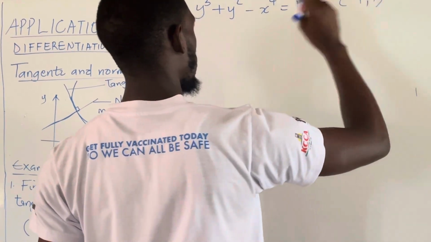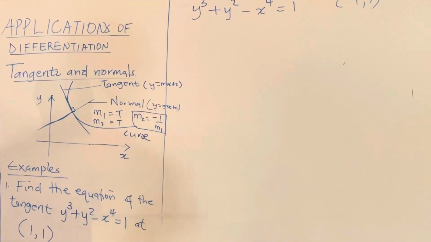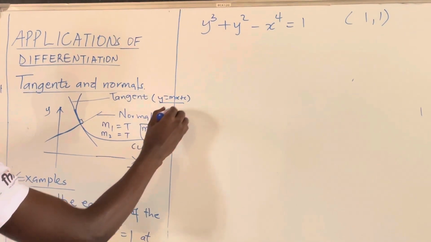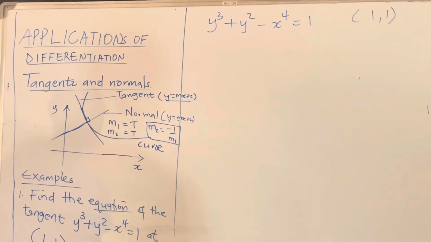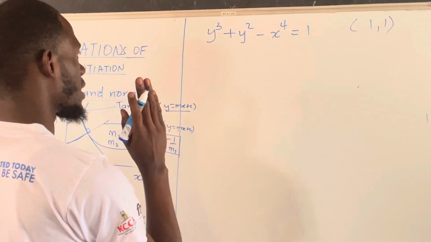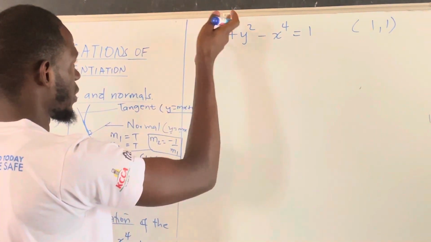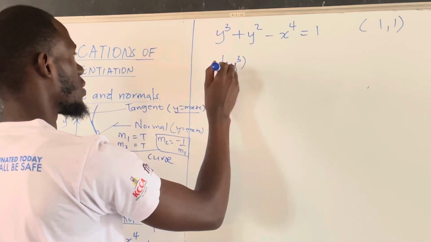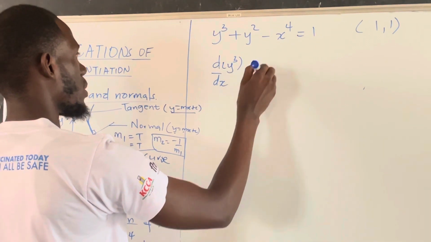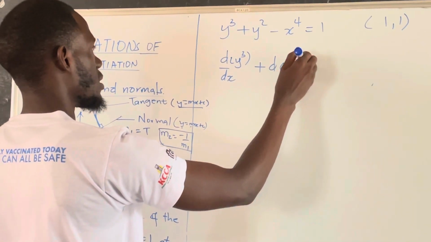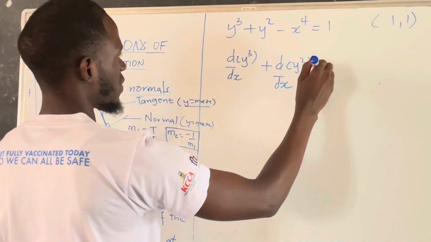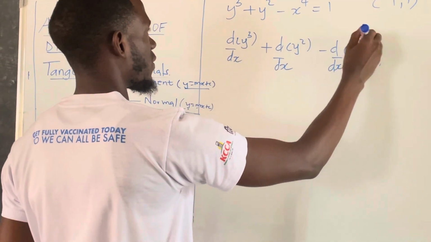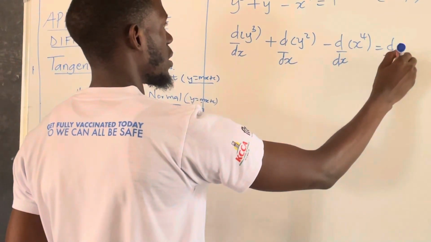Now, this time around they are not asking for the gradient. This time around they are asking for the equation. So they want something in this form, y is equal to mx plus c. We are going to start by differentiating, and we get the gradient at that point. So we differentiate this with respect to x, because this is an implicit function also. In the previous video, we saw how to deal with such.